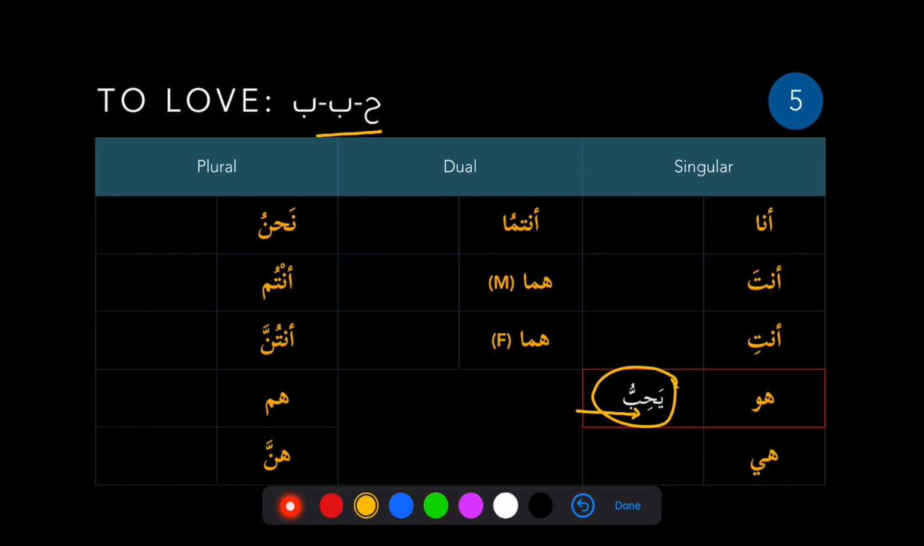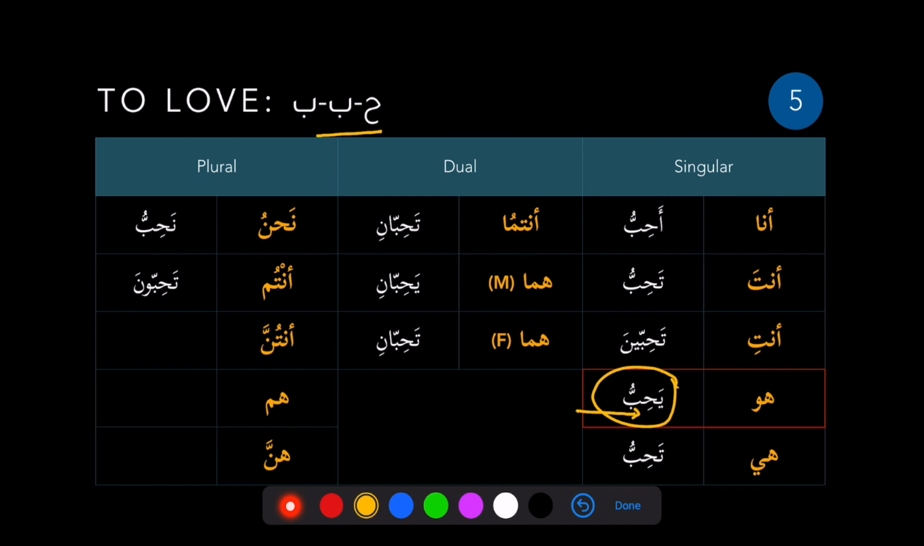From here, we can begin to conjugate the rest of the pronouns pretty easily the way we've been doing so far. As in, ana ahibbu, anta tahibbu, anti tahibbin, huwa yahibbu, hiya tahibbu, antuma tahibban, huma masculine yahibban, huma feminine tahibban, nahnu nahibbu, antum tahibbun, antunna tahbibna, hum yahibbun, hunna yahbibna.